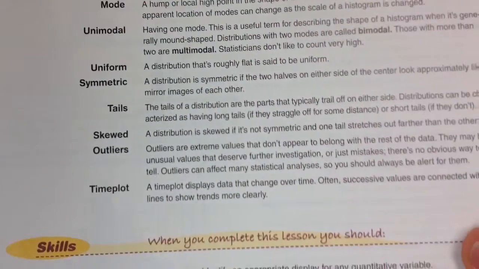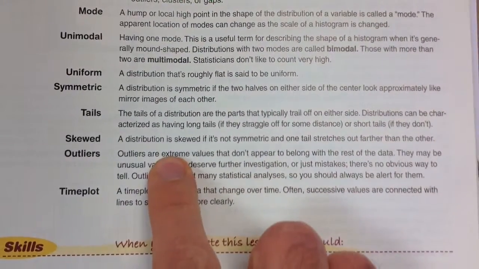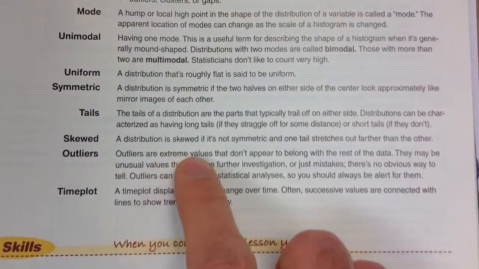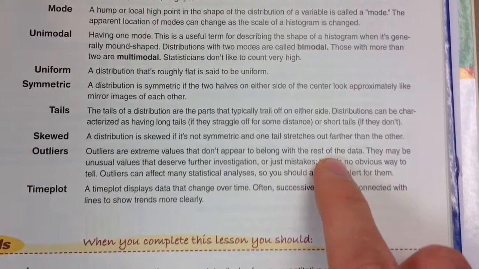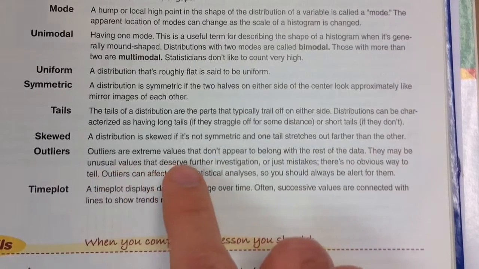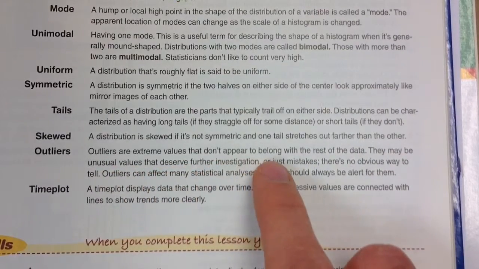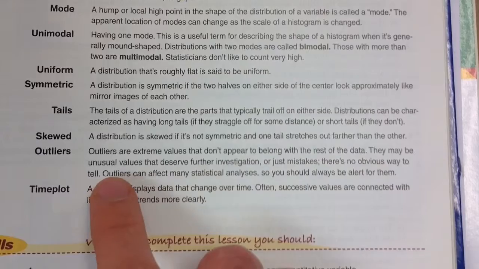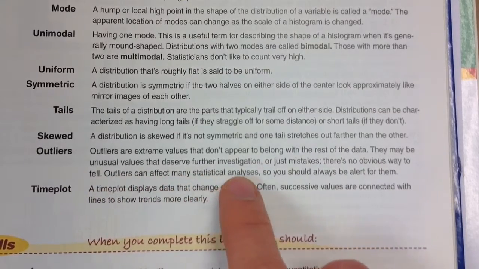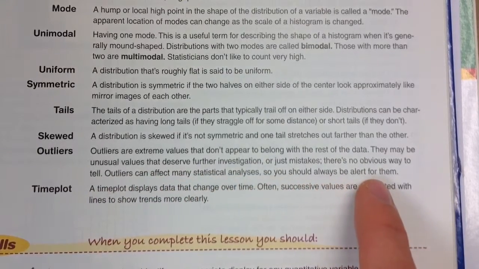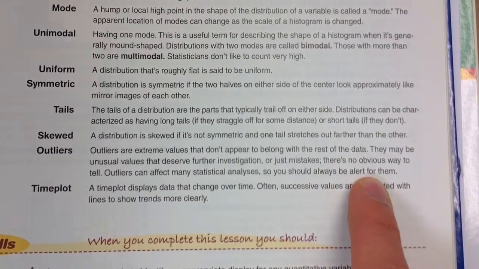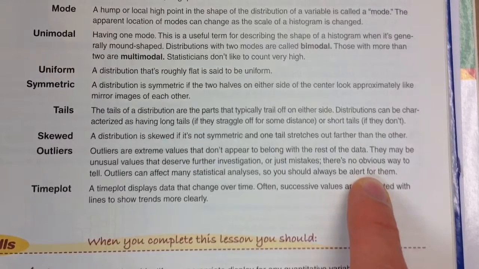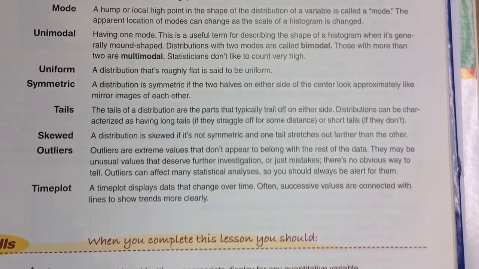The book defines an outlier as extreme values that don't appear to belong with the rest of the data. They may be unusual values that deserve further investigation or just mistakes. There's no obvious way to tell. Outliers can affect many statistical analyses, so you should always be alert for them. So even though there is no objective definition of an outlier that everyone in the statistical community agrees to, it's still very important that you understand the concept of an outlier and the effects that outliers can have.